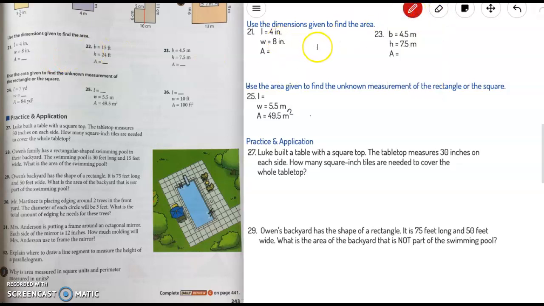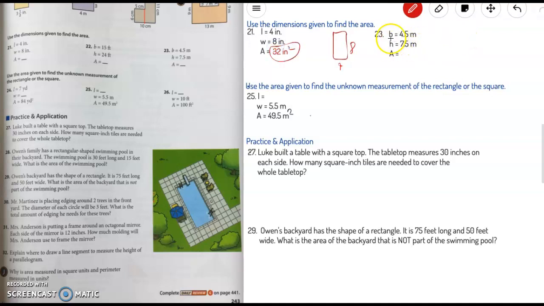So for example, here we got a longer width. Let's just say this is 4 inches and you can say this is 8 inches if it helps you. But of course, when we're finding the area of a rectangle, we just multiply that. So 8 times 4 equals, yep, 32 inches squared. Don't forget that tiny 2.